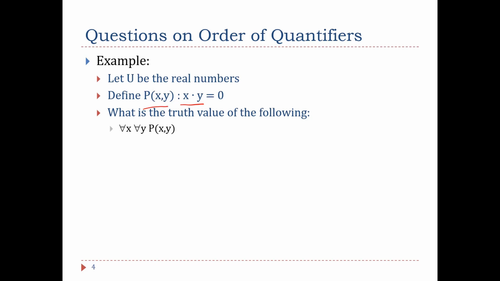Okay, so I think you agree that this cannot be true. To show this, it is sufficient to find a particular x and a particular y such that not p of x and y. And you can find these actually. For example, 2 and 3: their multiplication is equal to 6. It's not equal to 0.